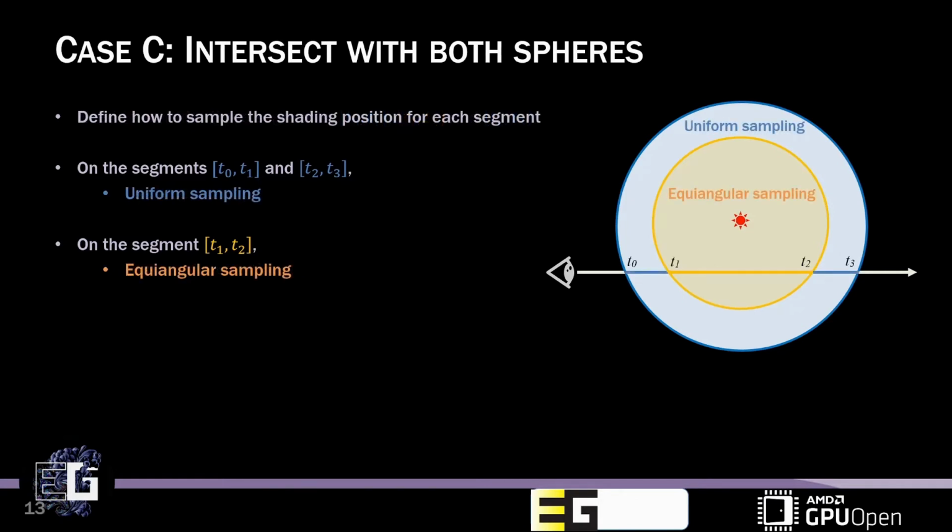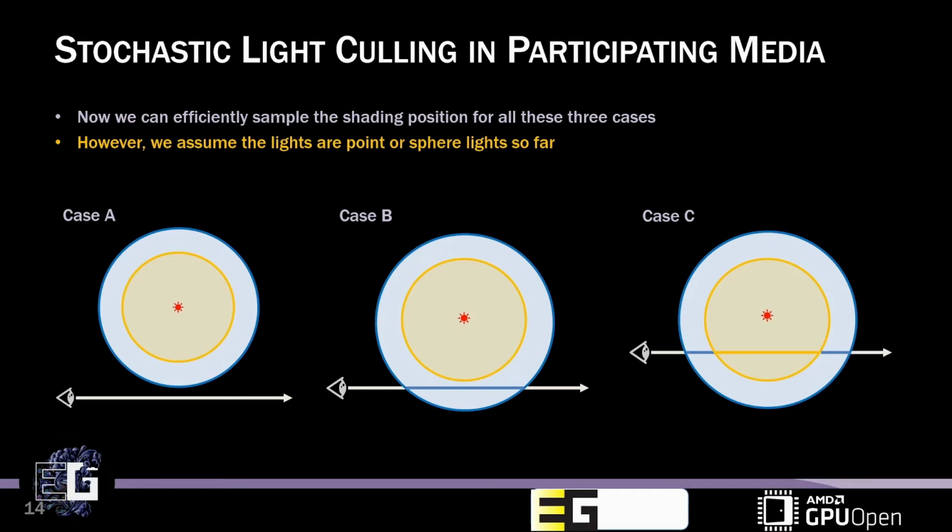Then, we can define how to sample the shading position for each segment, considering each PDF. On the segments T0 T1 and T2 T3, we do uniform sampling to sample the shading location with a constant PDF. And on the segment T1 T2, we do equiangular sampling between T1 and T2 with a PDF proportional to the fall-off function. If you want to know a more detailed explanation, you can find it in our paper. Now, we can efficiently sample the shading point for all these three cases.